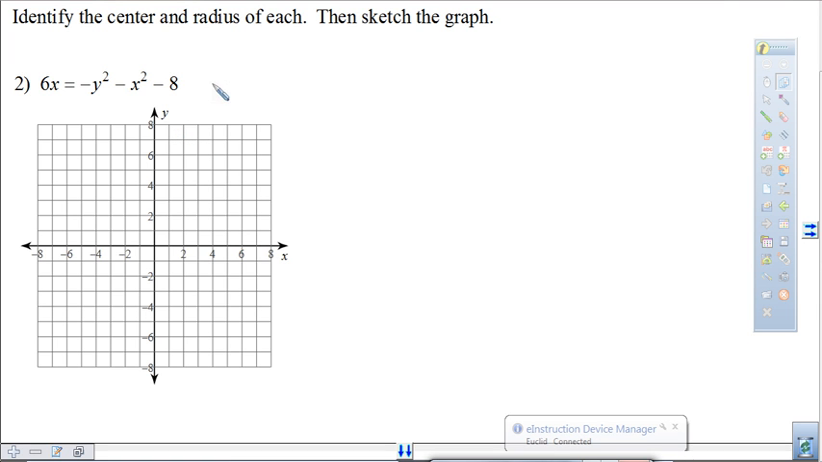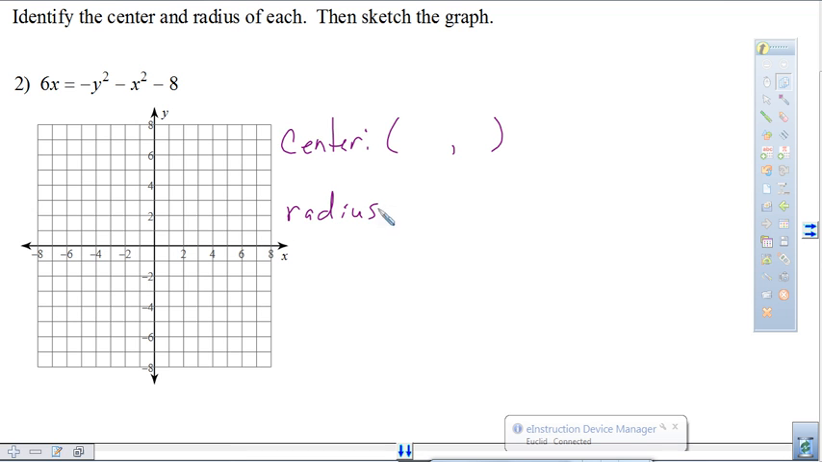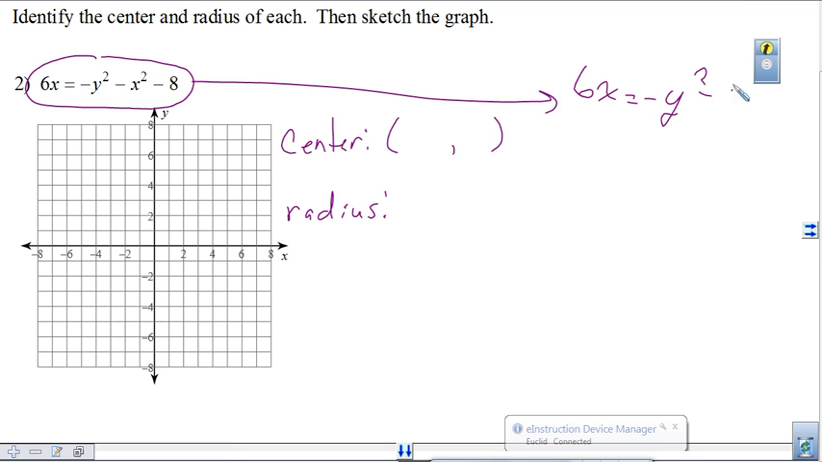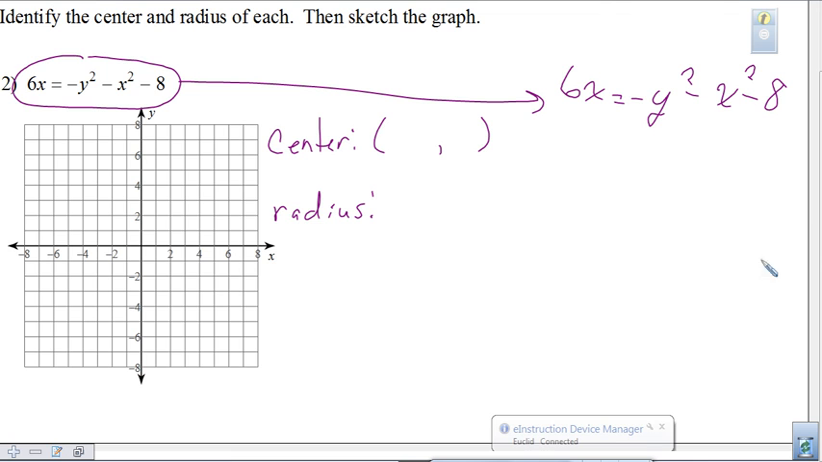Completing the square, example number 2. So same thing, we're going to look for the center, which will be a coordinate, and we're going to look for the radius, but it needs to be in standard form. So we're going to take this equation and rewrite it so that we've got some space. Let's really give ourselves some space.